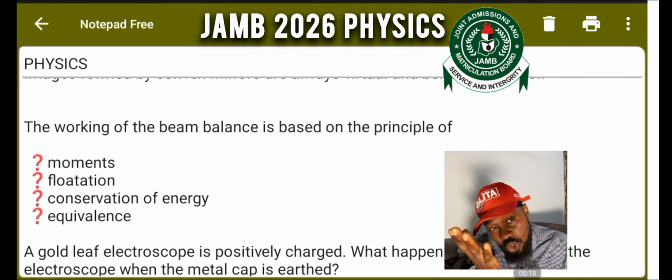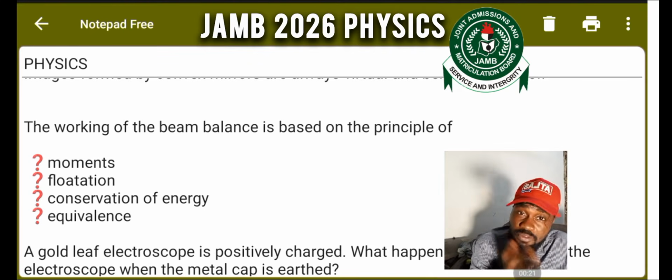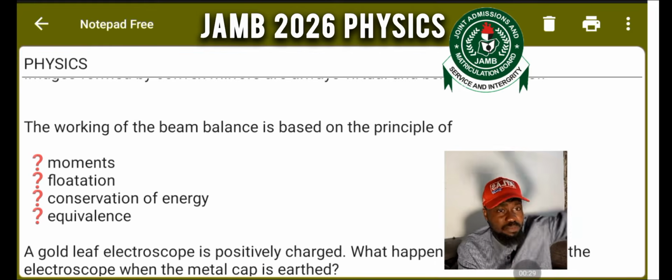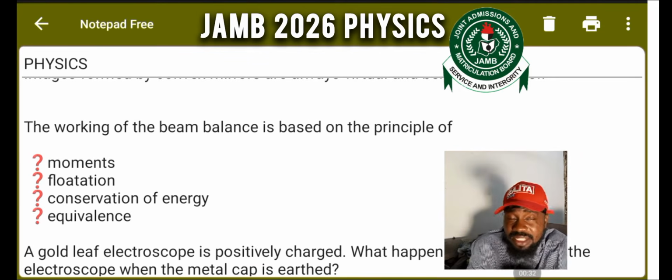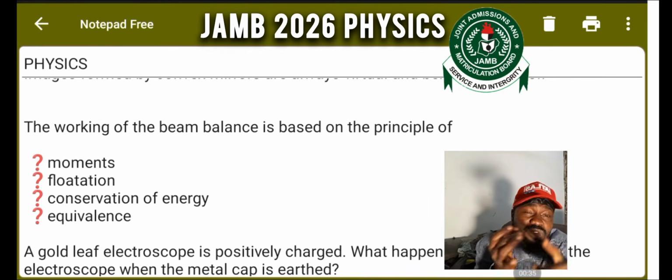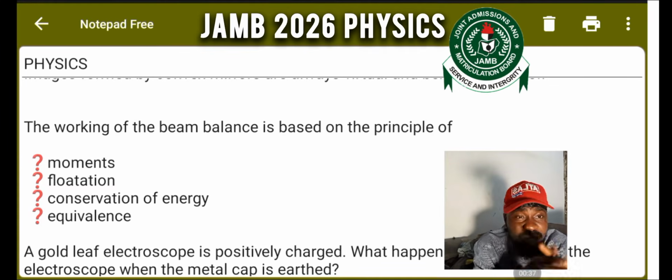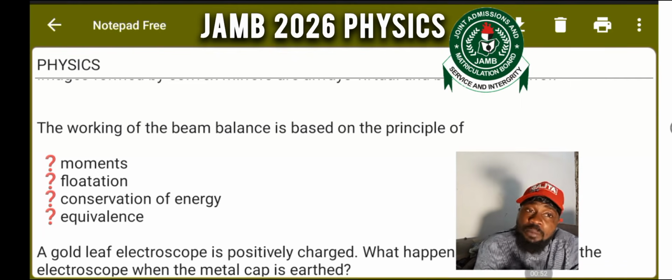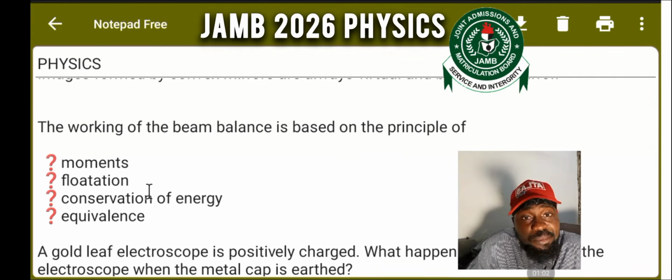Because you know, this question, you will see it in your JAMB UTME 2026. Is flotation in the syllabus, or movement, or conservation of energy? It's in the syllabus. Beam balance is the first part of your JAMB UTME syllabus, and JAMB UTME always repeats things from beam balance, top pan balance, lever balance, spring balance, all those balances, all the calipers, the micrometer screw gauge, the meter rule. They always repeat questions on their types of error. So this is an opportunity for you to earn a free mark for your JAMB UTME 2026, because you are definitely going to see questions from this topic.